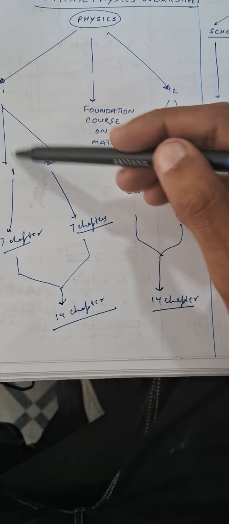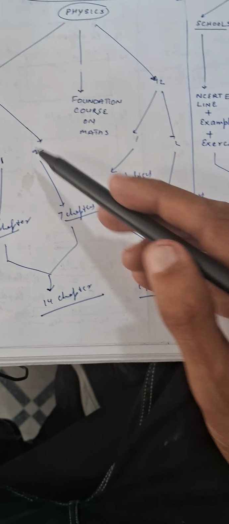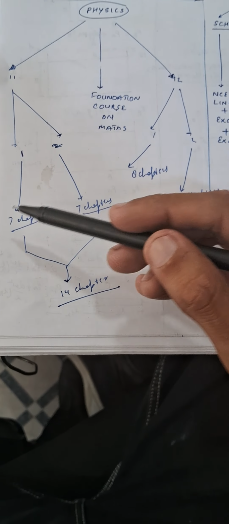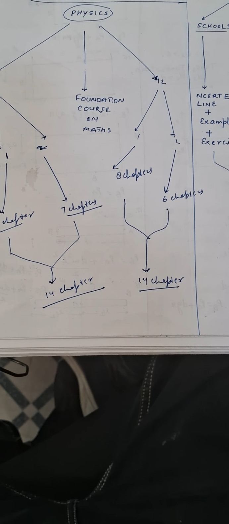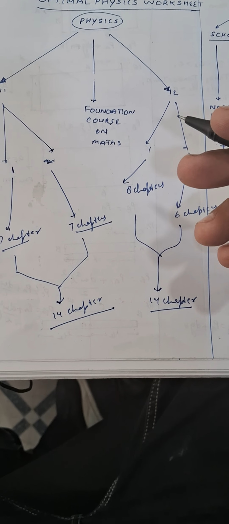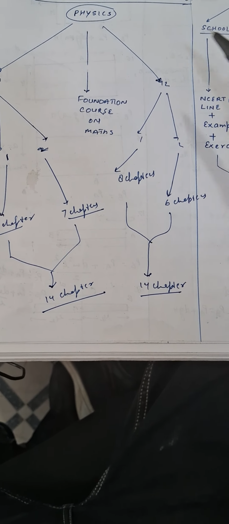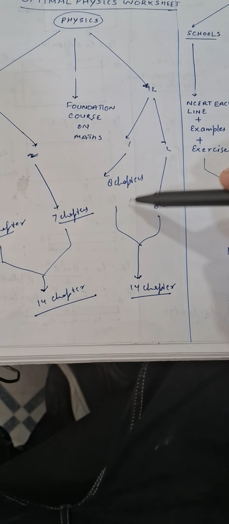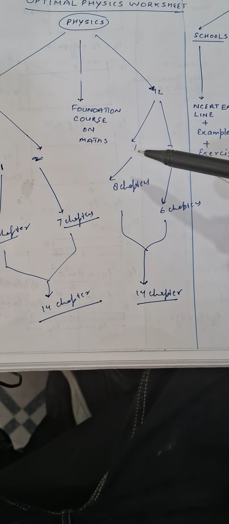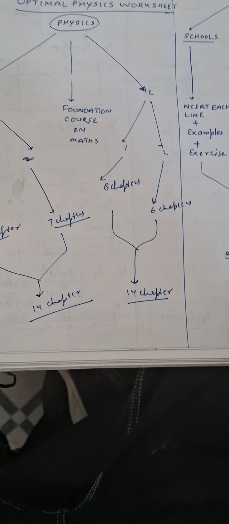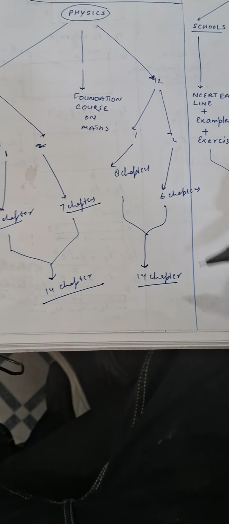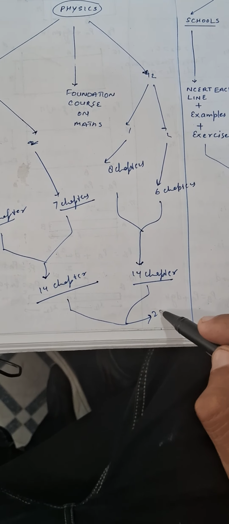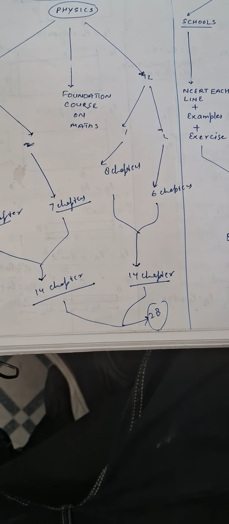Now in class 11 we have two books, part 1 and part 2. Part 1 is composed of 7 chapters, part 2 is also composed of 7 chapters. In part 1 we have mostly mechanics, and in part 2 we have heat, waves and oscillations. Whereas in class 12 there are also two books. Book 1 has 8 chapters, basically on electromagnetism, and book 2 covers optics and modern physics, a total of 14 chapters. So we have 14 chapters from class 11th and 14 from class 12th, a total of 28 chapters.